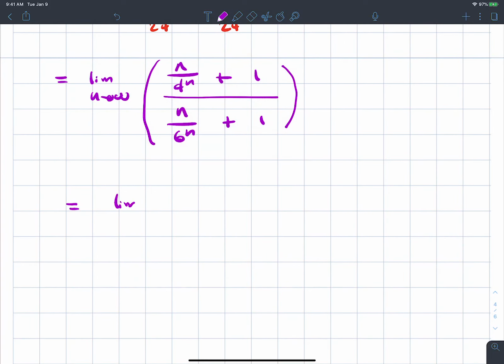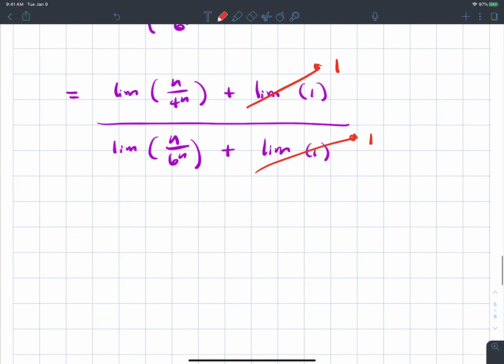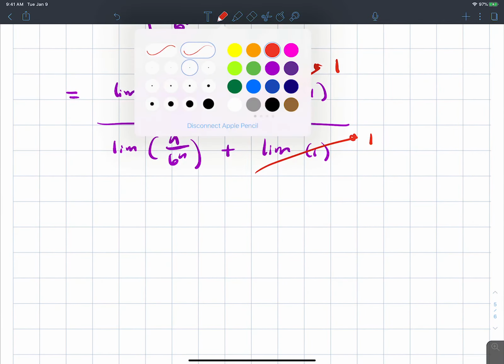You have the limit of n over 4 to the n, plus that limit of 1 over the limit of n over 6 to the n, plus that limit of a constant 1. I typically don't write that down for you guys. I just say properties, but I want to show you here some detail. And then the question is, what's going on here with these particular limits?